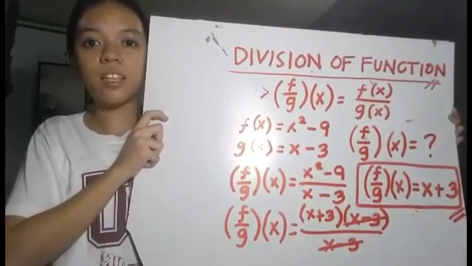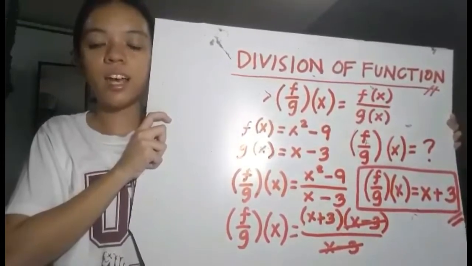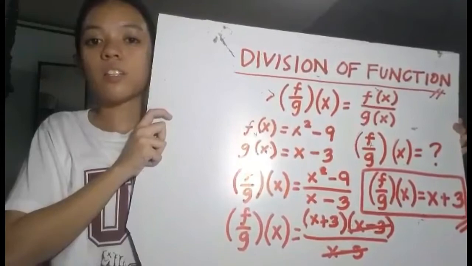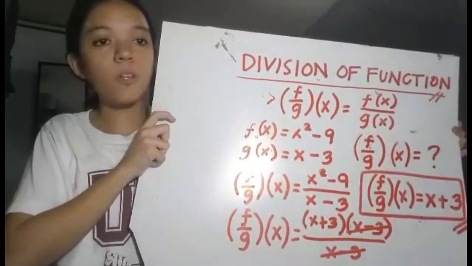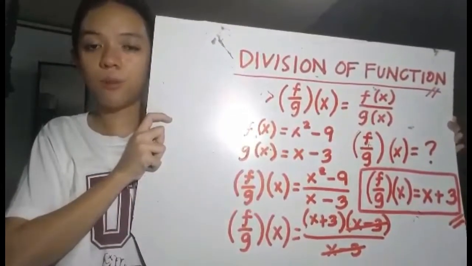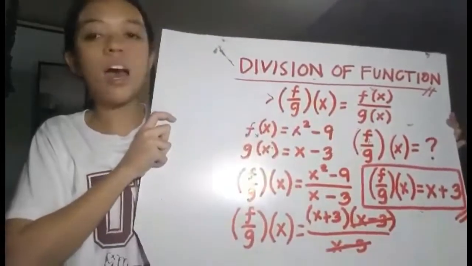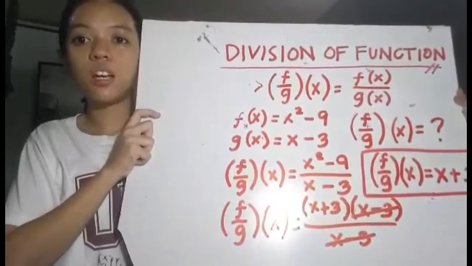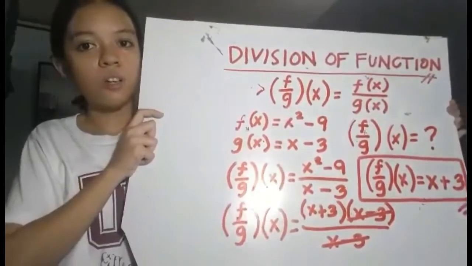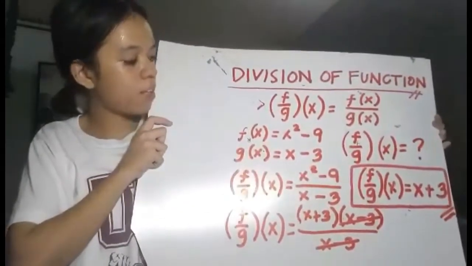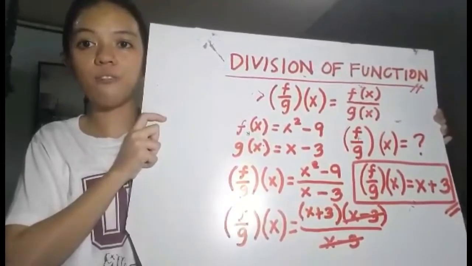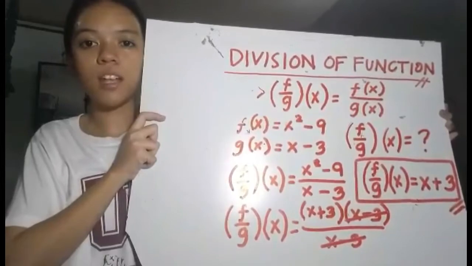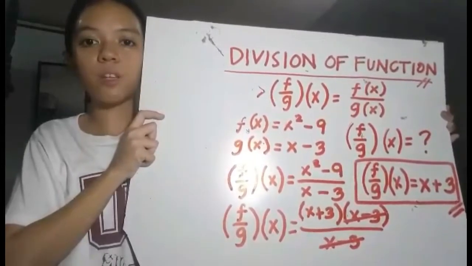The f of x is x squared minus 9, and then g of x is equal to x minus 3. Now, what would be the quantity of f divided by g of x? So we have to divide f of x and g of x. So we have x squared minus 9 divided by x minus 3.